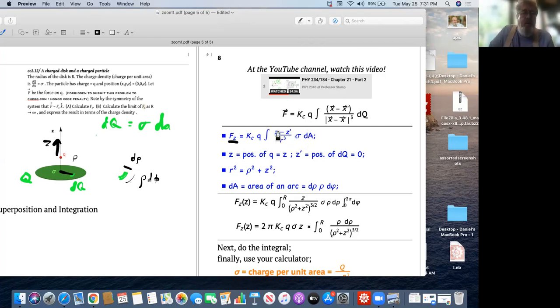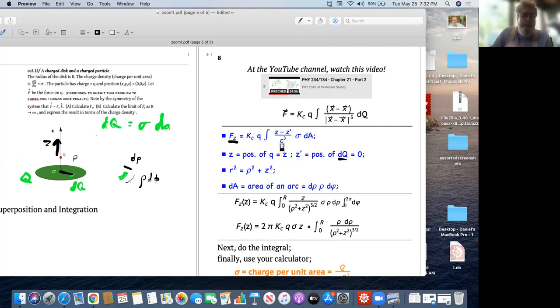Now what's z? Well, z is the position of the test particle. So that's z. Z is the height of the test particle above the xy plane. And what's z prime? Well, z prime is the position of this little section of the disk. That's 0, because the disk is on the xy plane where all the coordinates of z are 0. So z prime is 0.